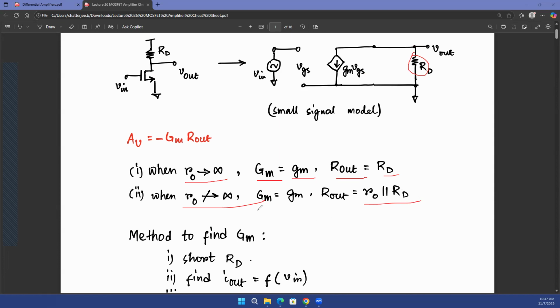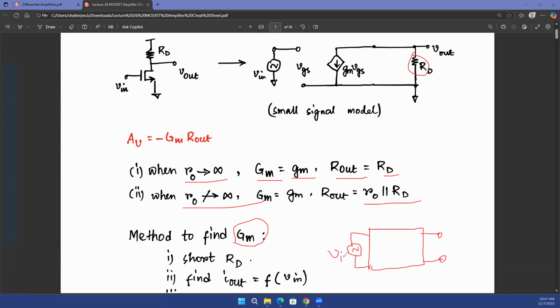Now, how do you find out capital GM? Of course, for that, you can consider you have a black box. Again, if you're trying to find out GM, you're trying to find out the ratio of output AC current over input AC voltage. So you're interested in the output current. If you have a black box like this, you can apply an AC input voltage, which is your V in.